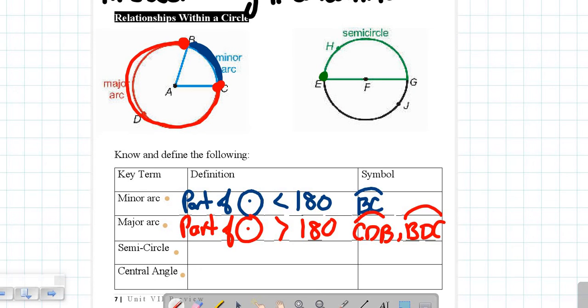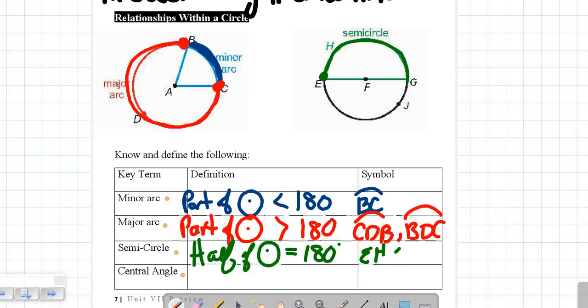Semicircle is half a circle, exactly. So it's half of a circle, so it equals 180, of course, degree measure-wise. We also use 3 letters for that, so E, H, G. Arc symbol. That's minor arc, major arc.